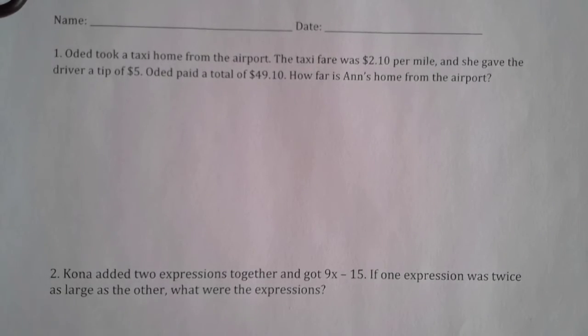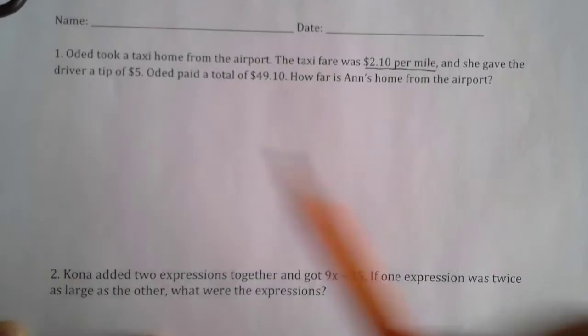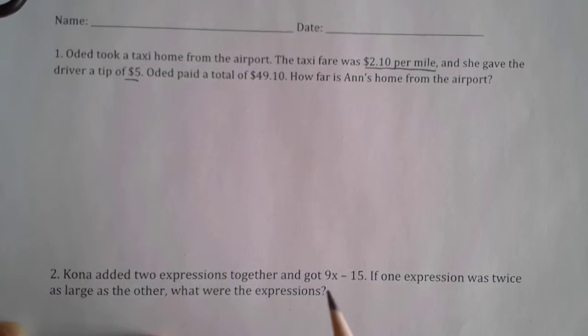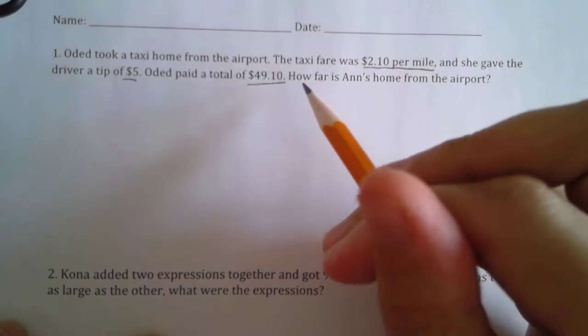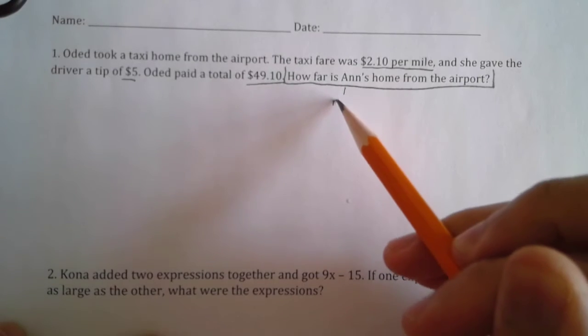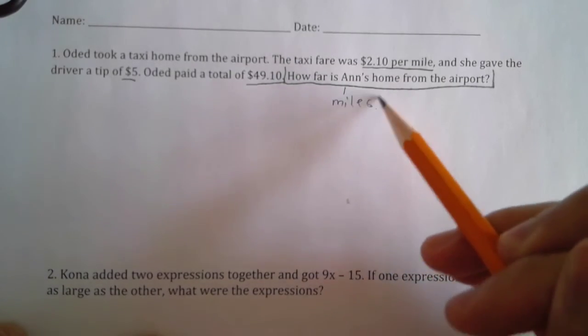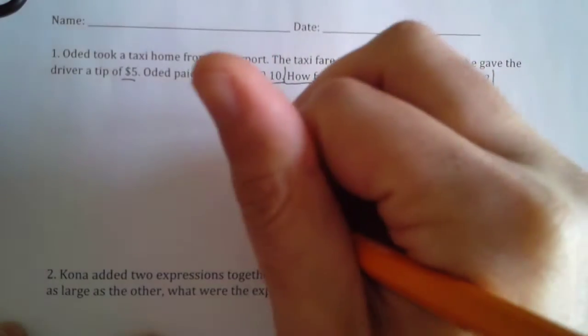Odette took a taxi from the airport. The taxi fare was $2.10 per mile, and she gave the driver a tip of $5. At the end, she paid the cab driver $49.10. They want to know how far Odette's home is from the airport. How far it is, that's the question. It's a number of miles. We need to find out what that number of miles is. I don't know it yet. I'm going to use a variable, M, for the number of miles.